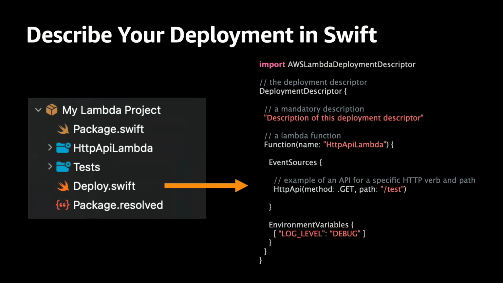You add to your Lambda project a simple deploy.swift file. And that Swift file lets you describe, using the Swift programming language, the AWS infrastructure that you want alongside your function. So it's a deployment descriptor using the Swift programming language. And look at the structure, it looks like SwiftUI. You have building blocks, they can have a parameter, they can have modifiers. You have the concept of a function, of environment variables, and others.